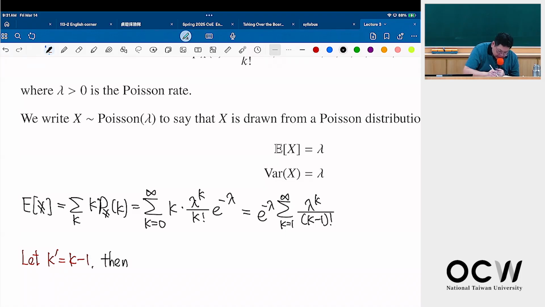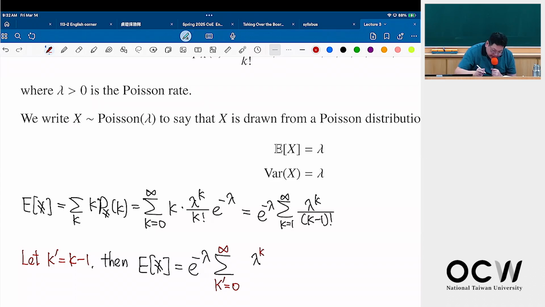So in that case, the expectation is e to the minus lambda. And now I have k prime. Okay. Here should be k prime. K equals 1 to infinity means k prime from 0 to infinity. Okay. And then lambda to the k becomes lambda to the k prime plus 1, divided by k minus 1, that's just k prime. So k prime factorial.